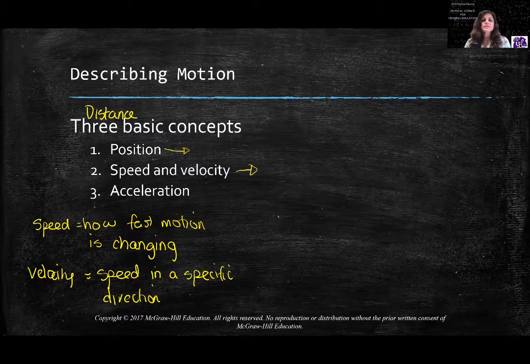And if you've ever stepped on your accelerator in the car, you know what we're talking about. When we're accelerating, we're changing our velocity. The symbol we use for speed and velocity is V. The symbol we use for acceleration is A.